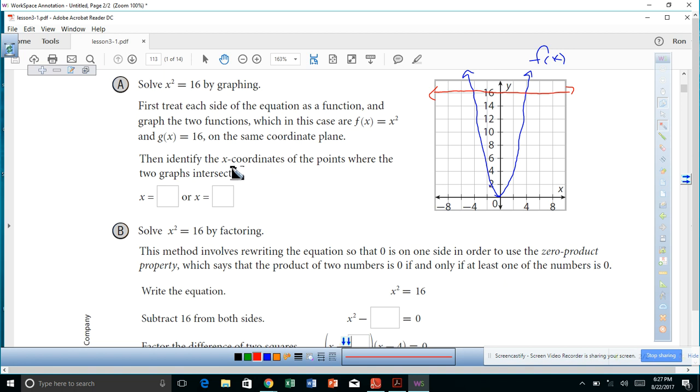On the same coordinate plane, identify the coordinates of the points where the two graphs intersect. You'll notice they intersect here at x equals -4 and here at x equals 4. So that's how you solve them by graphing. Solve x squared equals 16 by factoring.